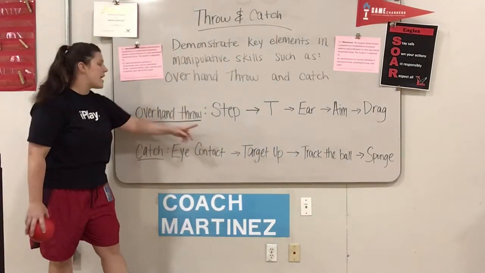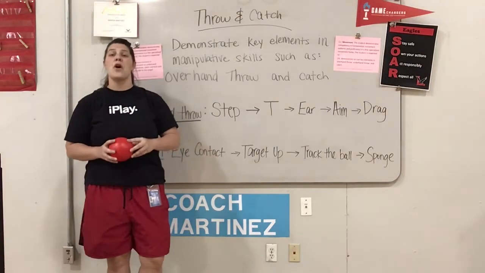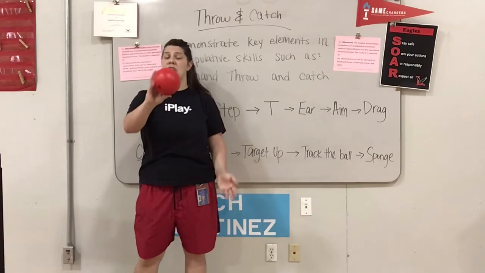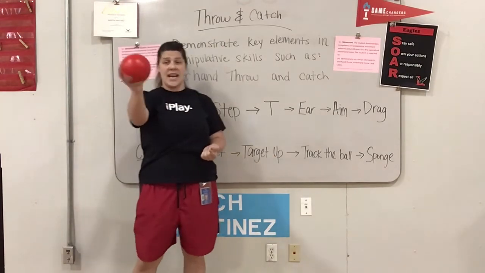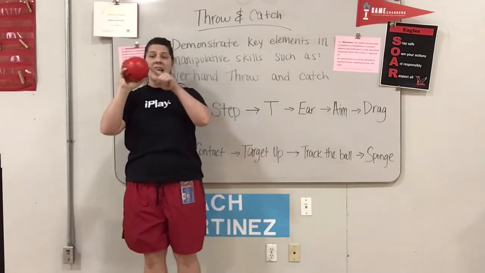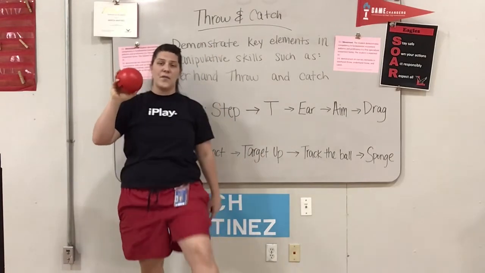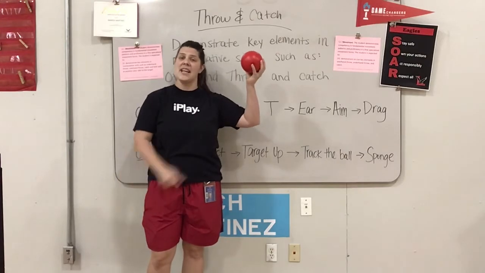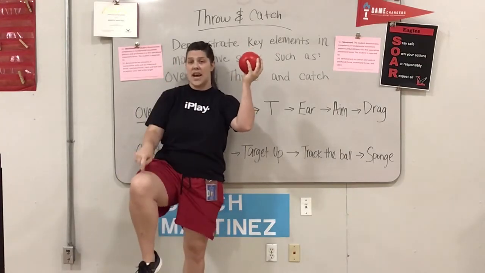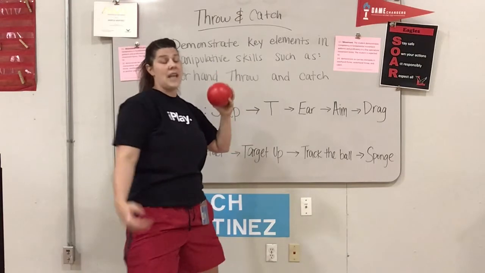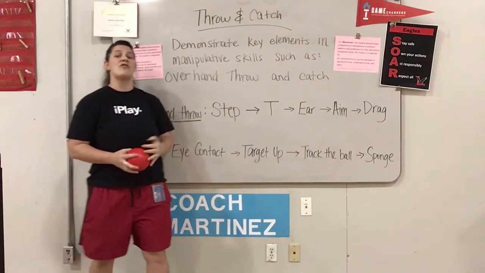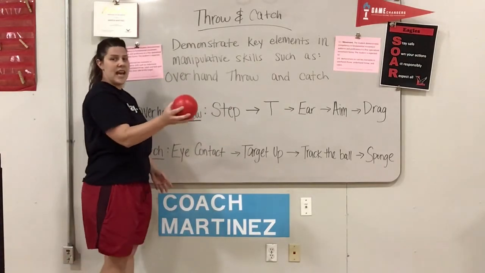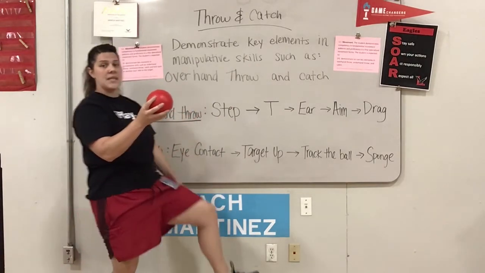So here's what I mean by step. Step is stepping with your opposite foot. Opposite means the other one from the one that you're using your hand. So if I'm using this hand to throw the ball, I need to step forward with the opposite foot. If you are using this hand, then use the foot on the other side of the body to step with. That's the most important part, that you're stepping with opposition, it's called.